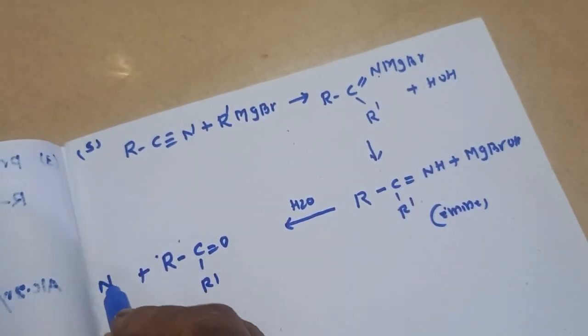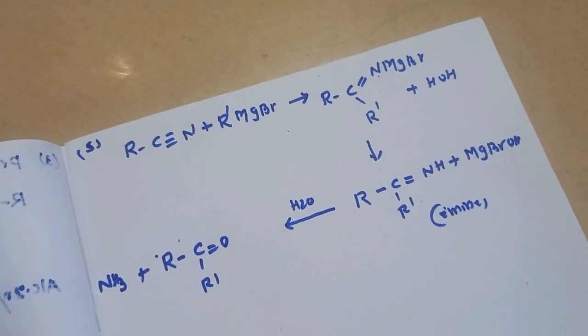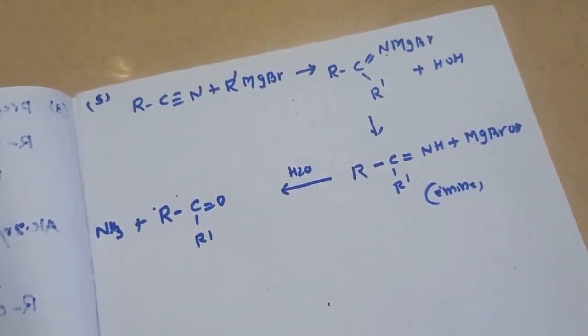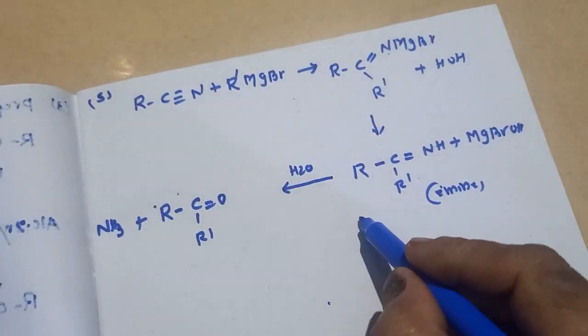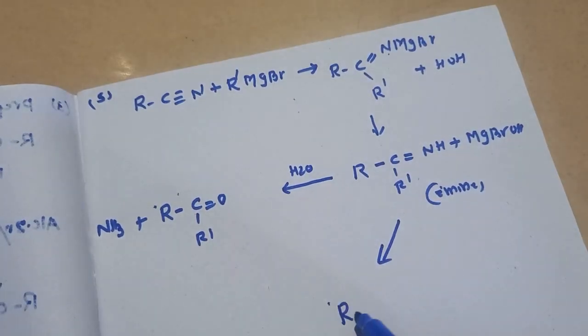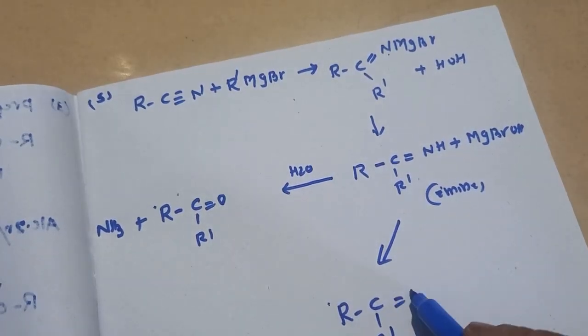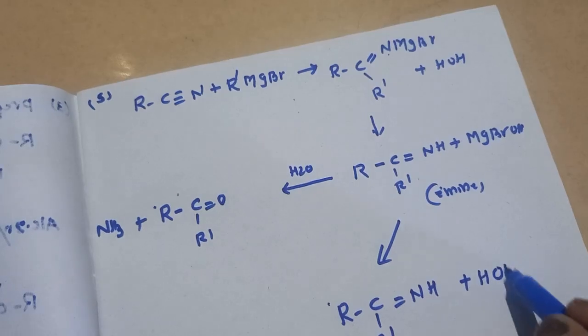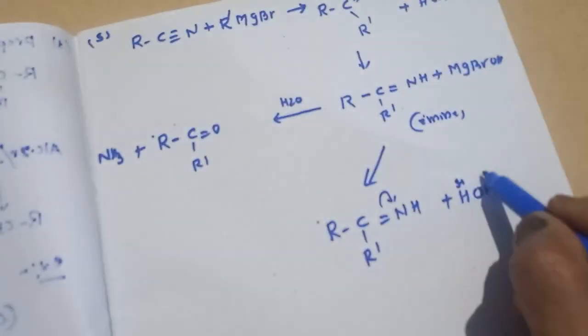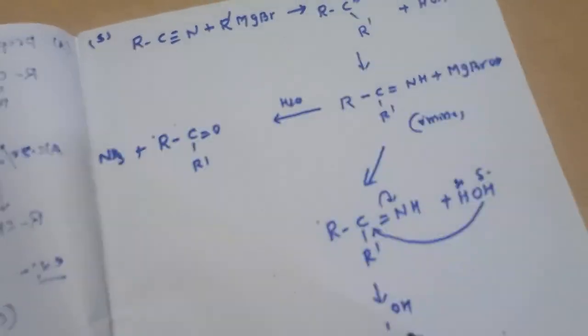Ketone plus NH3. Ketone plus NH3, right, students? What is the mechanism that takes place here? The mechanism here is R prime double bond NH when treated with water. Then this is a partial positive, partial negative. So OH minus attacks this carbon and an addition product forms like this one, OH and NH2.